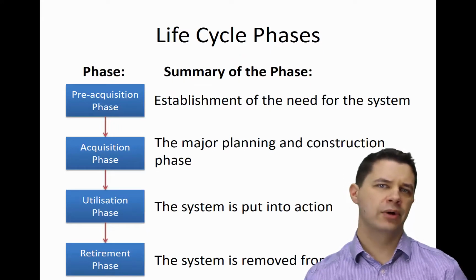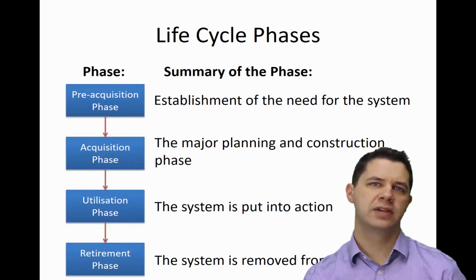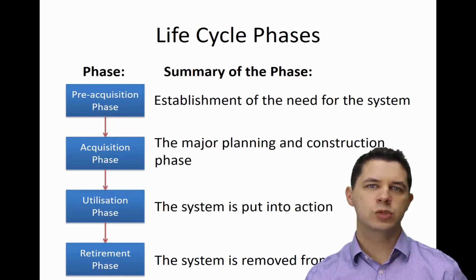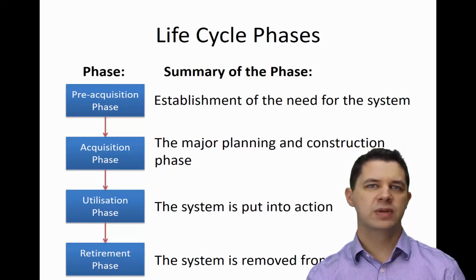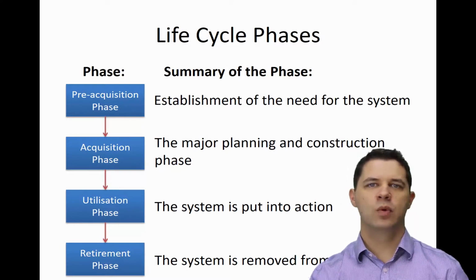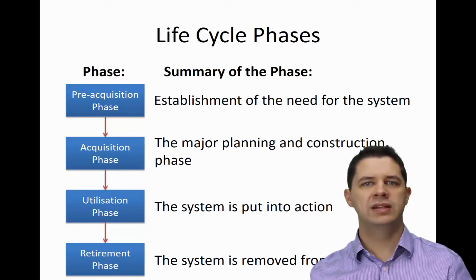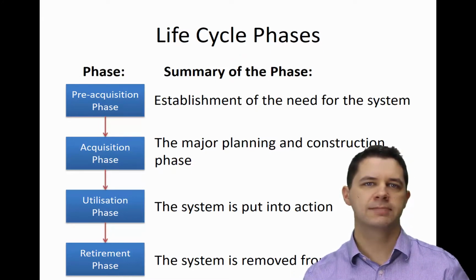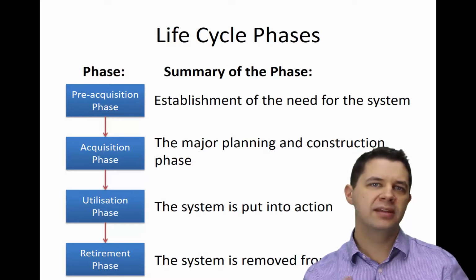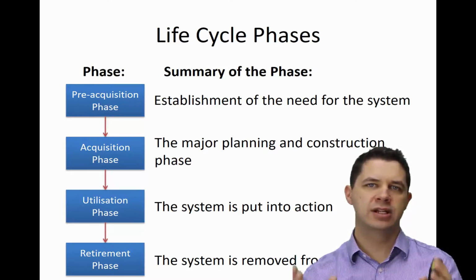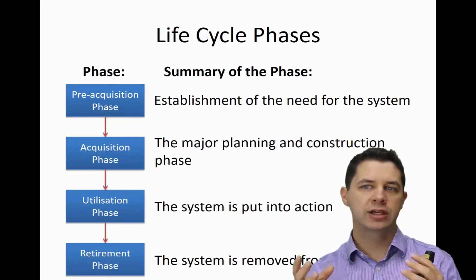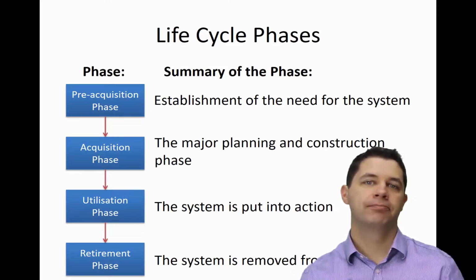So let's go through a summary of basically what happens at each of these phases. Firstly, we have the pre-acquisition phase. And this is where we essentially establish the need for the system. Management and executive management might say, we've got this particular issue, we need to do something about it. We need to develop a system that will solve this particular issue for us. And then we come to the acquisition phase, where we're doing the major planning, construction and systems design, and actually designing and building the system.